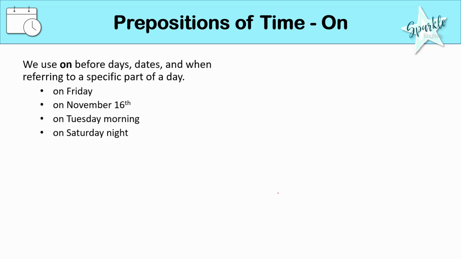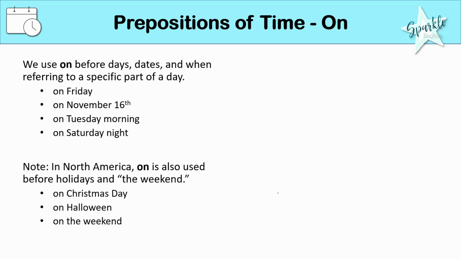Now let's look at the preposition of time on. We use on before days, dates, and when referring to a specific part of a day. On Friday, on November 16th, on Tuesday morning, on Saturday night. Again, I want to note that in North America, we use on before holidays and the weekend. So on Christmas Day, on Halloween, on the weekend.